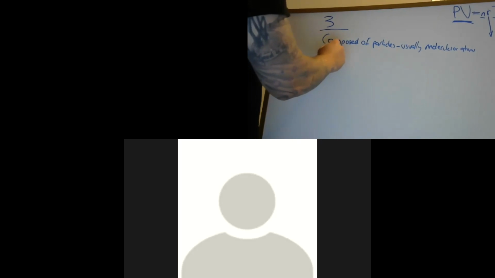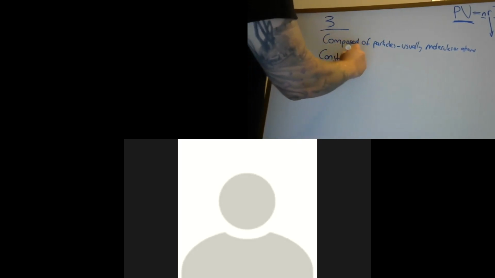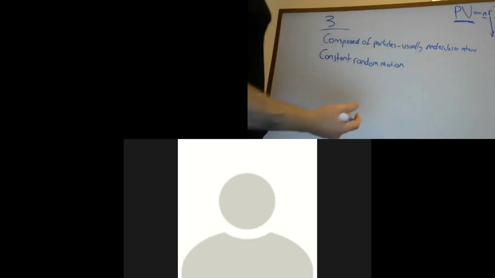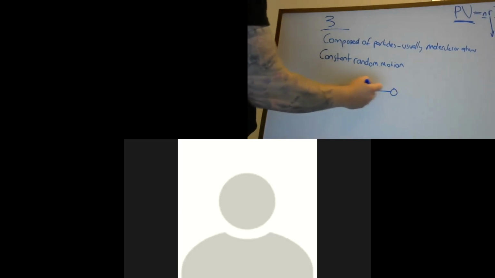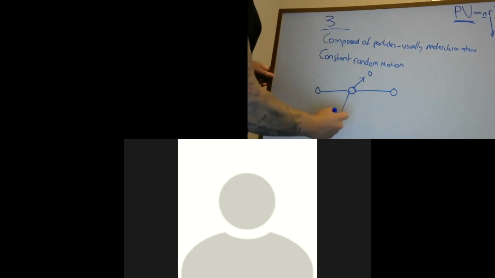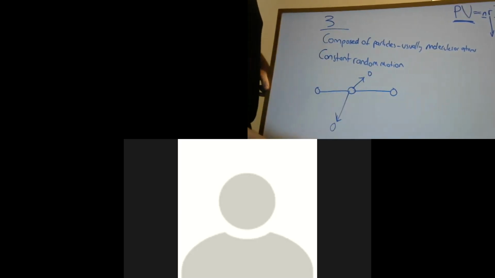So, constant random motion. There's no way to predict the movement of particles in a gas. They move in straight paths. So there's one here, and they will move on straight paths until they collide, and one goes that way, that one goes that way, and then they'll continue on another straight path until they collide. And they do this until they're so far apart from each other that they do not exist anymore.